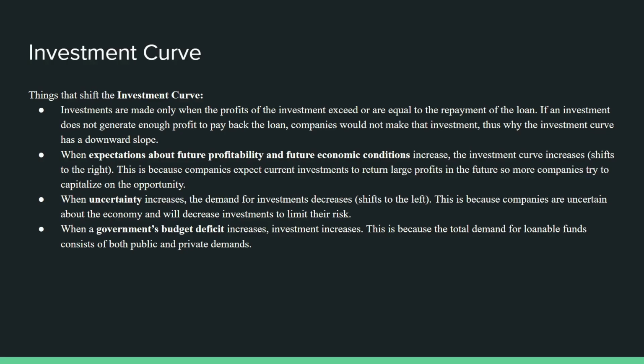When expectations about future profitability and future economic conditions increase, the investment curve increases, meaning that it shifts to the right. This is because companies expect current investments to return large profits in the future, so more companies try to capitalize on the opportunity. When uncertainty increases, the demand for investment decreases, which means it shifts to the left. This is because companies are uncertain about the economy and will decrease investments to limit their risk.